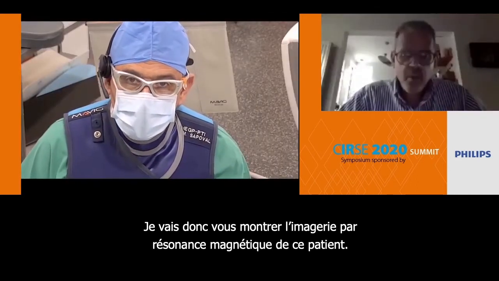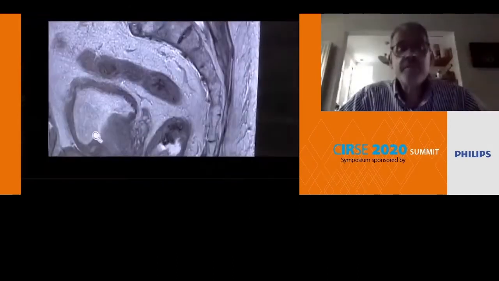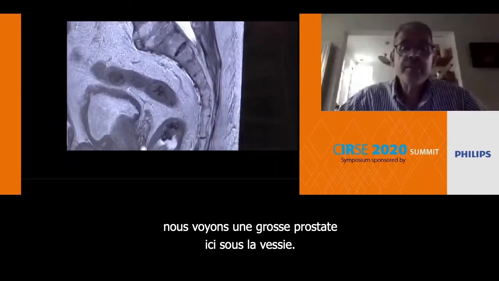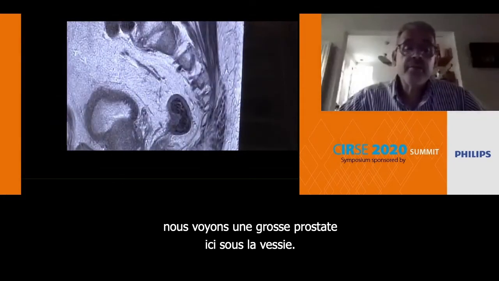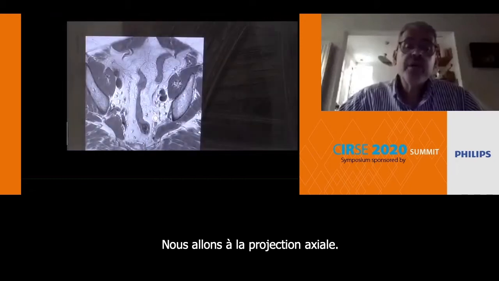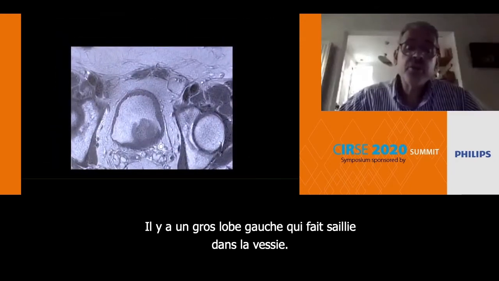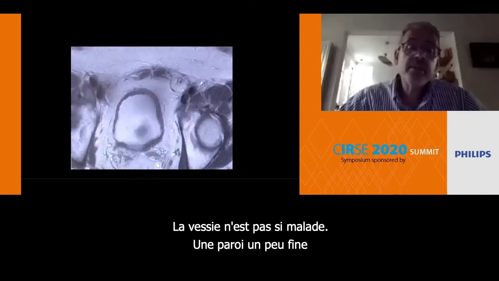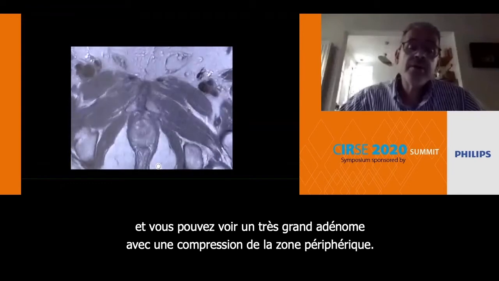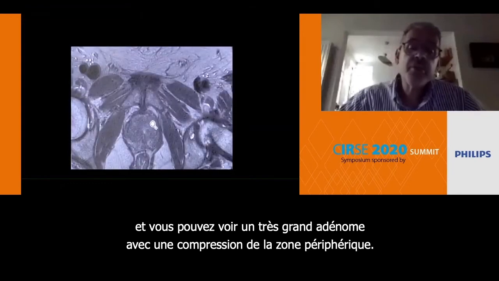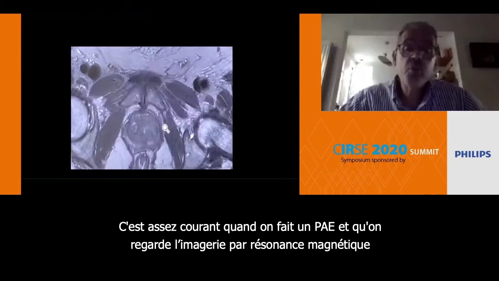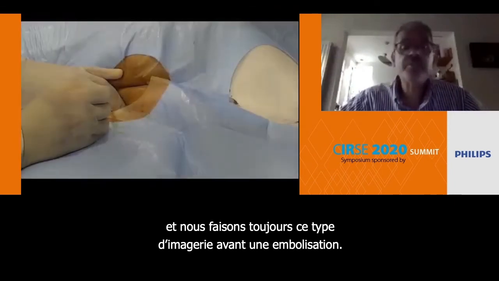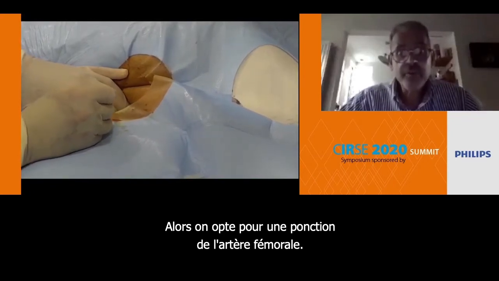So I'm going to show you the MR of this patient. You can see on sagittal imaging, we're seeing a large prostate here under the bladder. We are going to axial projection. There is a large left lobe which is protruding into the bladder. The bladder is not so diseased, a little thin wall. And you can see a very large adenoma with compression of the peripheral zone. This is quite usual when we do PAE and we look at the MR, and we always do MR before embolization.